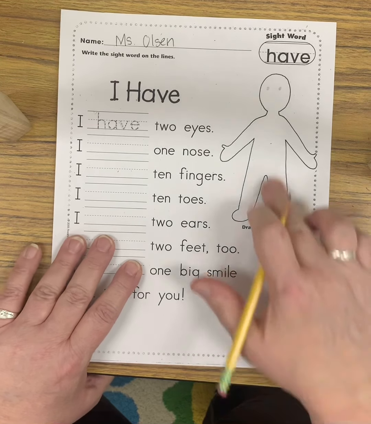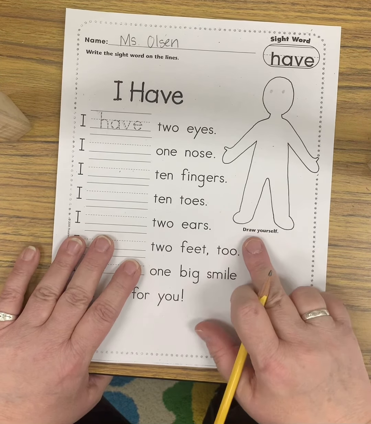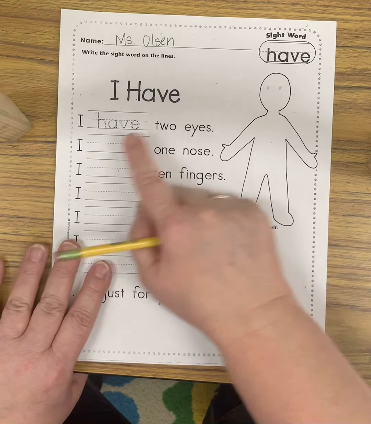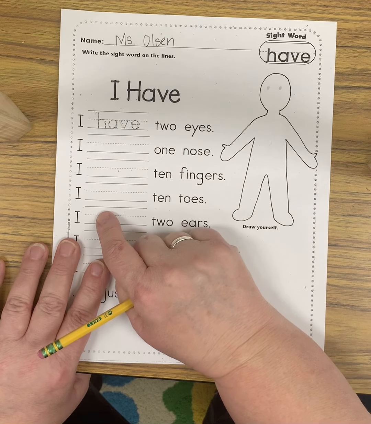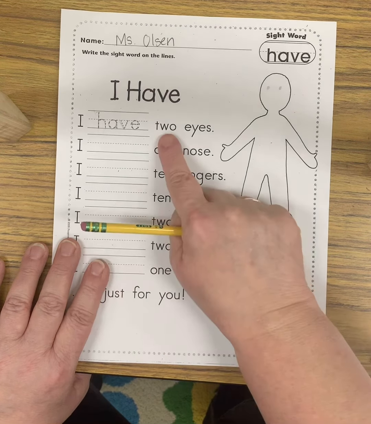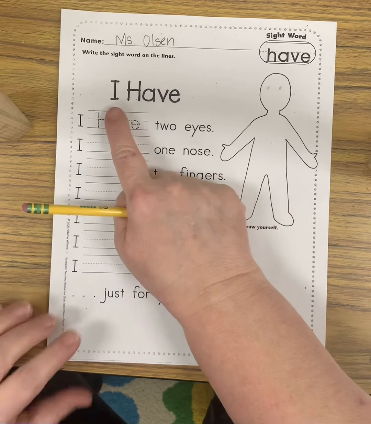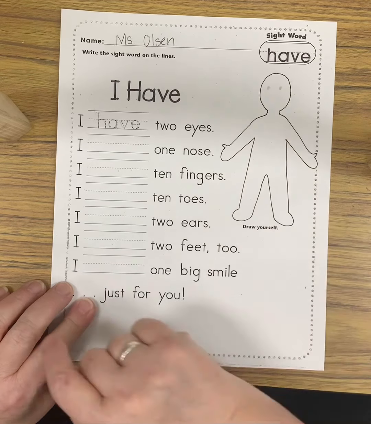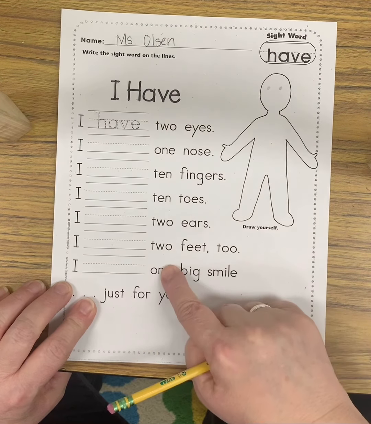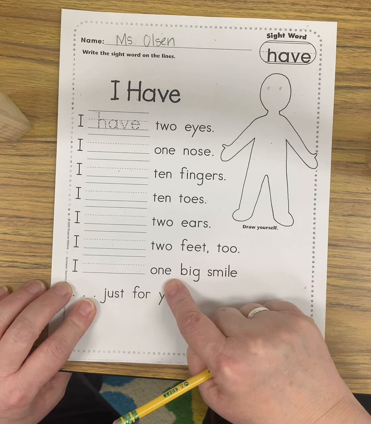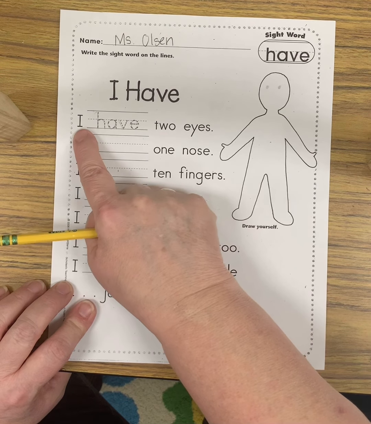So right over here, there's a picture of a person and it says, draw yourself. And so when we fill in the missing words in the poem, we're going to draw what the sentence tells us that I have. These words here are all number words. So that's, again, good practice for you to know.